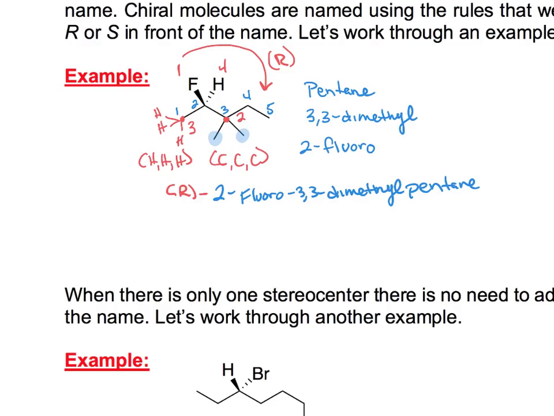We don't need to put the number designation on which carbon the R stereocenter is, because this second carbon is the only carbon atom that actually has a stereocenter. If you were to put 2R out front, there's nothing wrong with that. It's just being redundant. But if you've got one stereocenter, you typically don't put the number out front.